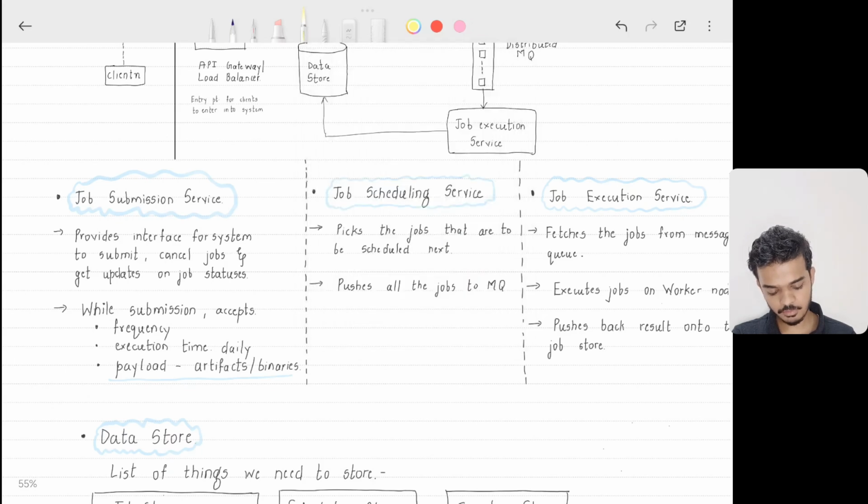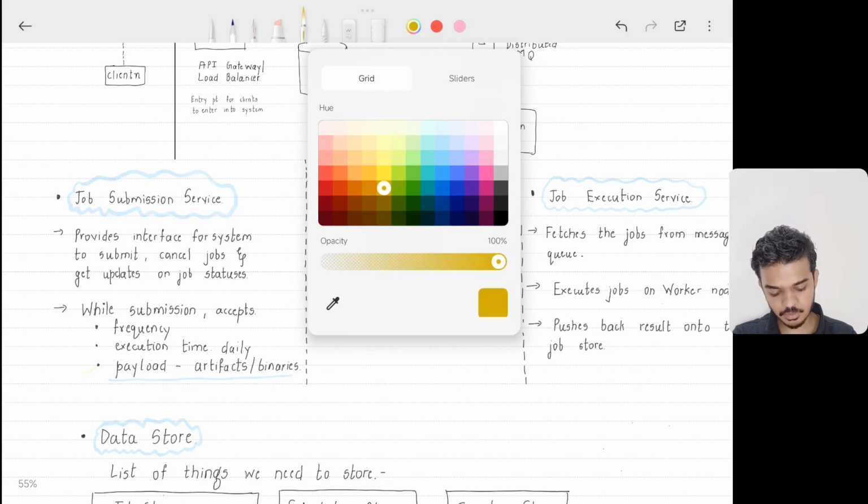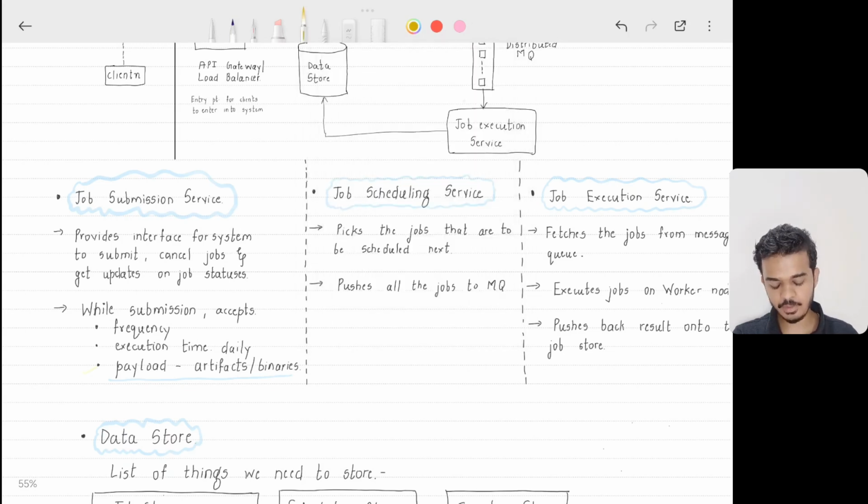That is the first thing that the job submission service accepts from the client. What other details does it need? It needs the execution time. At what time in a day do you want this job to be executed? So next it accepts the execution time, and it also needs the frequency. Is it a one-time job or is it a repetitive job? The submission service also needs to know this. Okay, so these are the three things that the submission service accepts from a client in order to schedule the job.